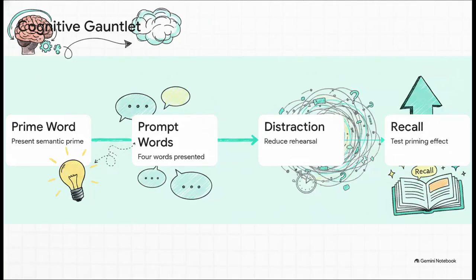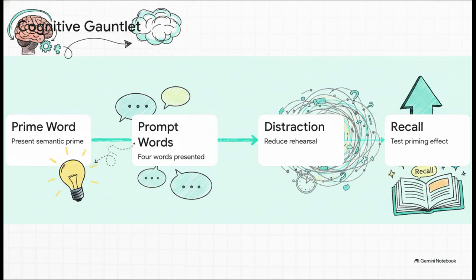In cognitive psychology, priming basically refers to those instances where exposure to one stimulus influences how you respond to another. To test this, we're going to put our volunteer through a strict 4-step cognitive gauntlet. Step 1, we present a prime word. Step 2, we immediately follow it with a string of 4 prompt words. Now, the big secret here is that one of those prompt words is actually a synonym, or a semantic associate, of the prime word.